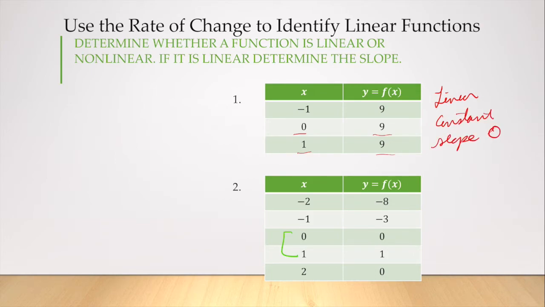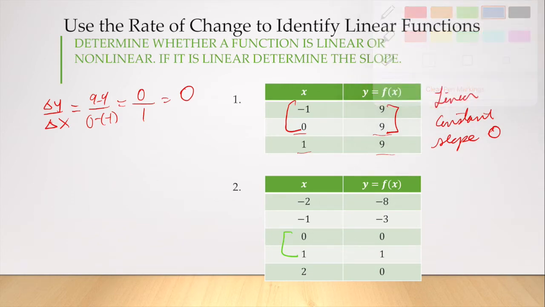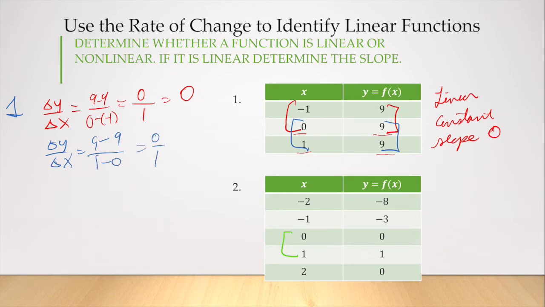Let's compare these first 2 points. Change in y over change in x, because we like to be thorough. I've got 9 minus 9 over 0 minus negative 1. That gives me 0 over 1, which is just 0. And if I compared the other 2 sets, I would find the same thing. I've got 9 minus 9 over 1 minus 0. Again, I get 0 over 1, which is 0. So this is a constant linear function with a slope of 0.